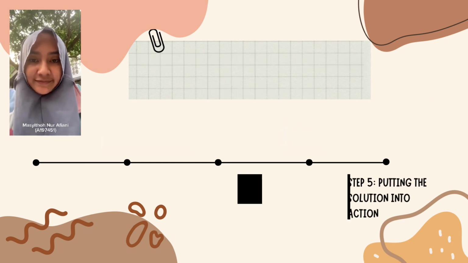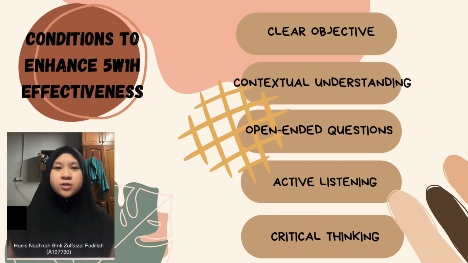Conditions to enhance 5W1H effectiveness. Consider the following factors to improve the success of the 5W1H strategy: who, what, where, when, why, and how. Firstly, clear objective. A well-defined goal can assist you in focusing on your questions and gathering the data you need.